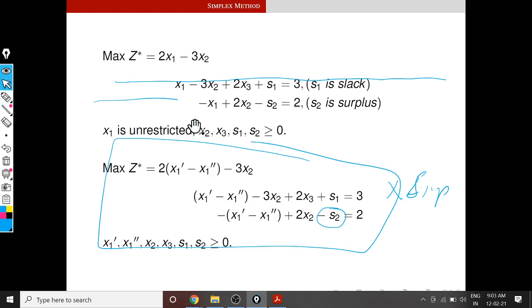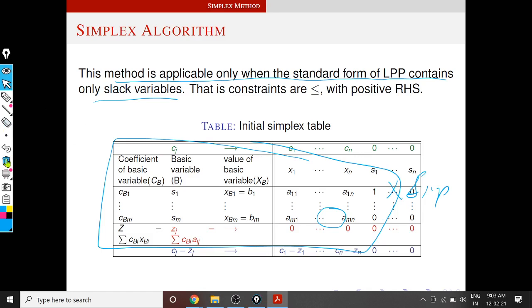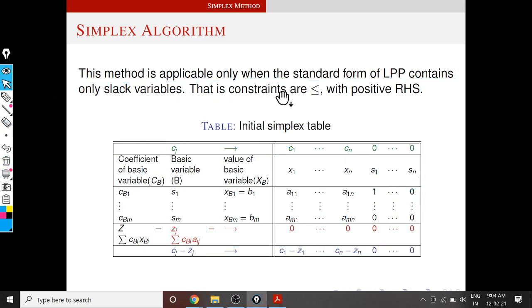Okay, we can solve this problem using the simplex method. After conversion, if the standard form contains only slack variables, then we can apply the simplex method. So this is the initial simplex table. And how do we find the initial simplex table?